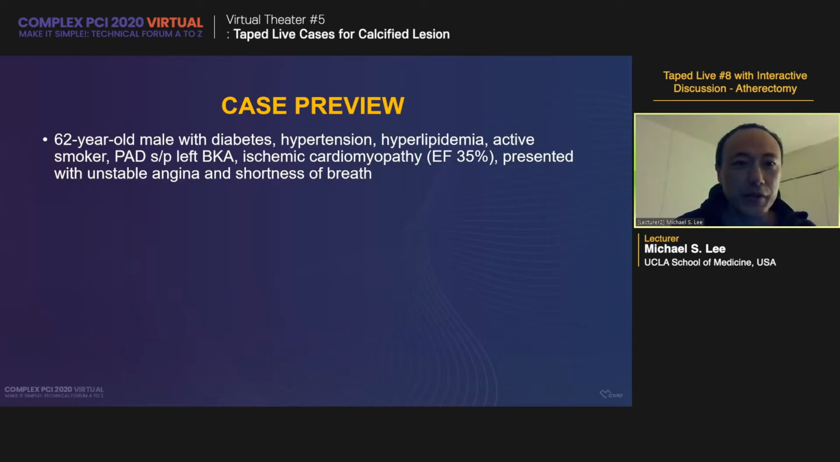So I have a 62-year-old male. He has diabetes, hypertension, hypercholesterolemia. He's still actively smoking. He has peripheral arterial disease. He had a left PCI, ischemic cardiomyopathy with ejection fraction of 35%. He presented to our hospital with unstable angina and shortness of breath.